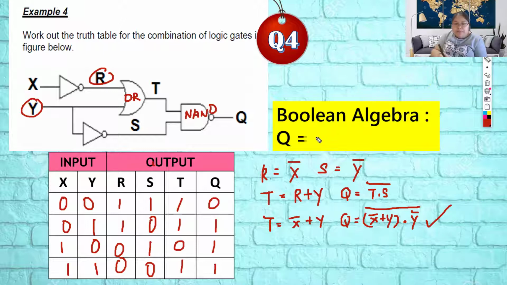So I write here, bracket, X bar plus Y, then bracket, then dot, bar of the Y. Now I need to bar overall. So this one is the Boolean algebra for question number 4. So you can check it. Then we go to number 5.